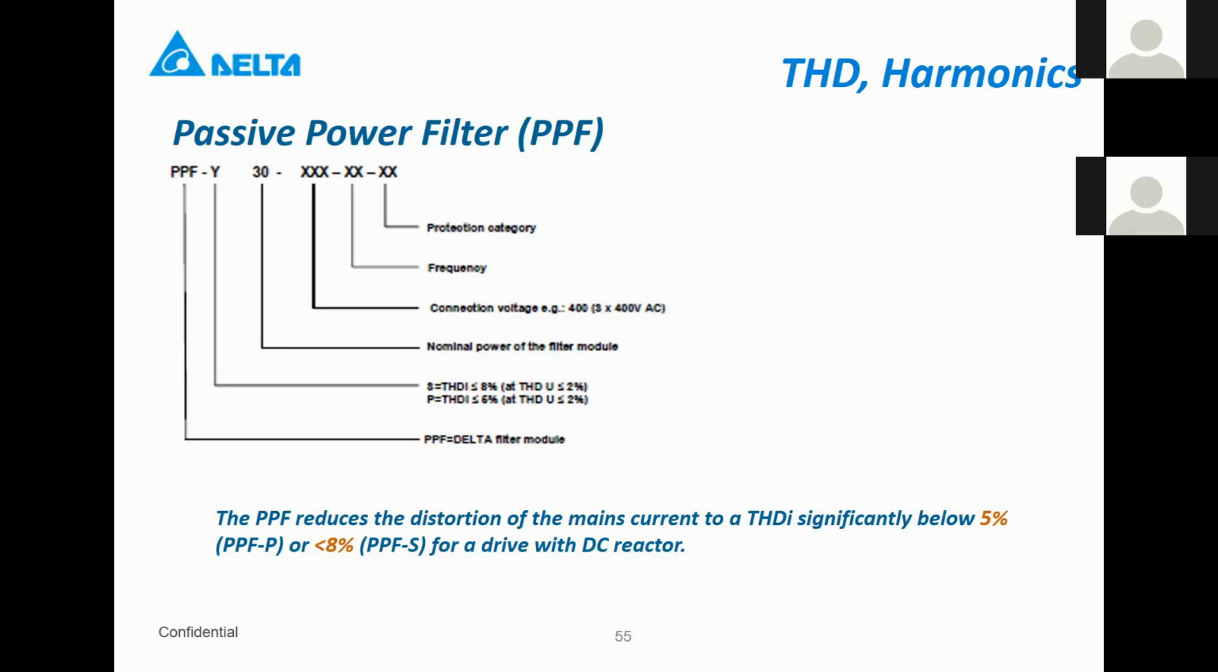If you have a drive without built-in DC reactor, you still can use this kind of filters, but then you cannot reach this kind of level. If you use the high performance filter in combination with the frequency drive without DC reactor, you can reach roughly 12–16% THCI. It's depending on the power.